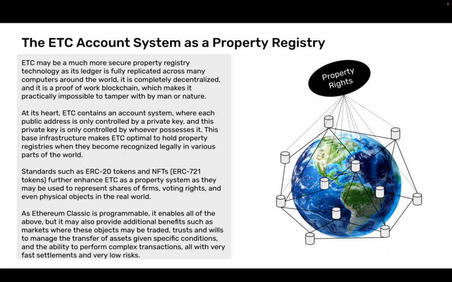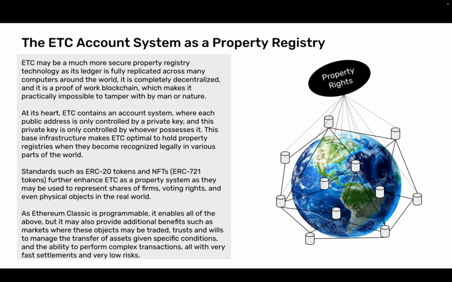The ETC account system as a property registry. ETC may be a more secure property registry technology as its ledger is fully replicated across many computers around the world. It is completely decentralized, and it is a proof-of-work blockchain, which makes it practically impossible to tamper with by man or nature. At its heart, ETC contains an account system where each public address is only controlled by a private key, and this private key is only controlled by whoever possesses it. This base infrastructure makes ETC optimal to hold property registries when they become recognized legally in various parts of the world.